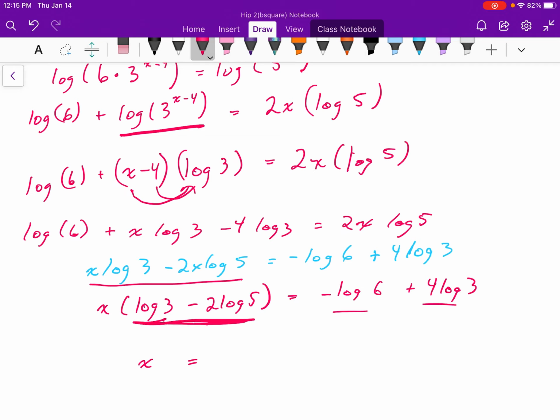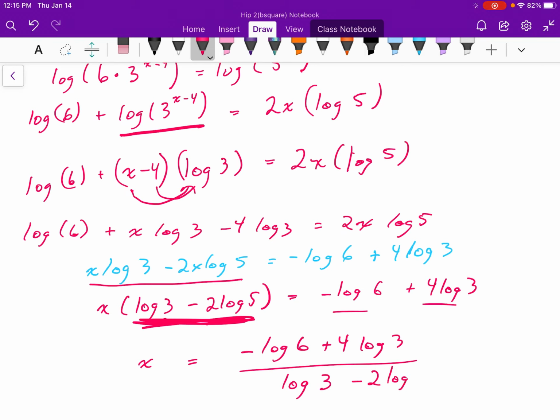So if I want to isolate for x, x is going to be equal to, I'm going to divide both sides by the constant on the left-hand side. So what I end up with is minus log 6 plus 4 log 3, divided by log 3 minus 2 log 5, and that is the algebraic manipulation for this.